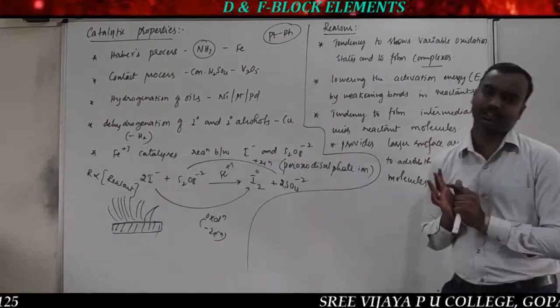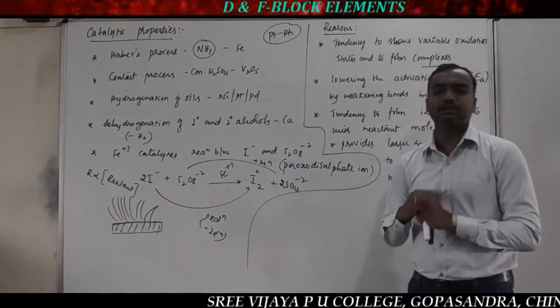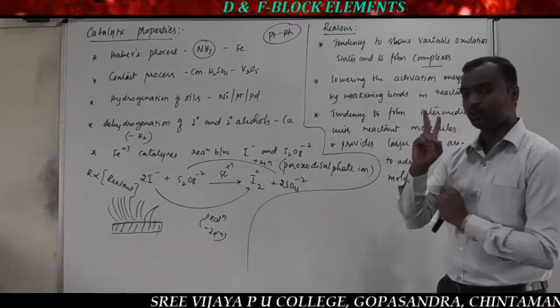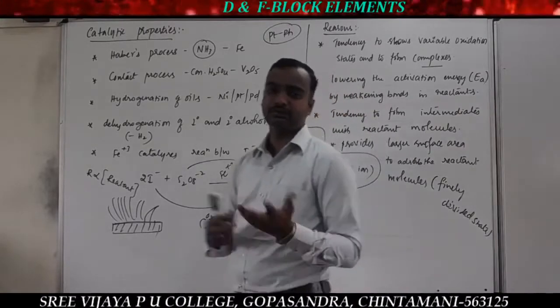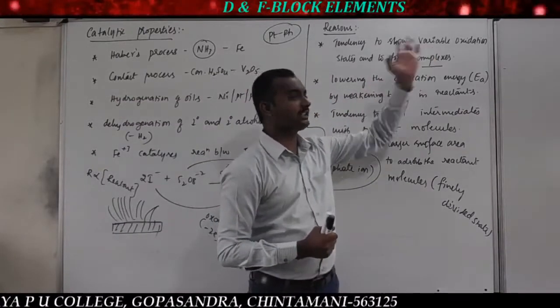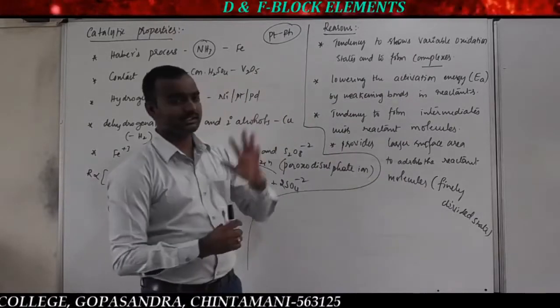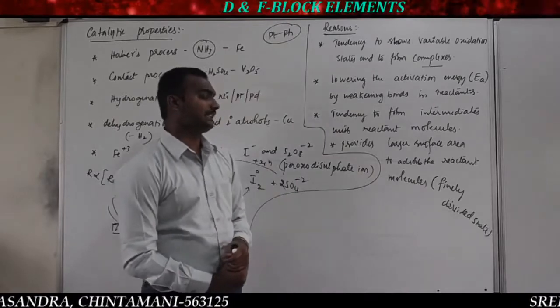Usual 2 marks question: Why are the transition elements and their compounds used as catalysts? Give reasons. 2 marks. You have to write 2 reasons. One is they show variable oxidation state, resulting in the formation of complexes. Because of the capacity of variable oxidation state, they are used as catalysts. And one more, they lower the activation energy by weakening of the bonds in the reactants.